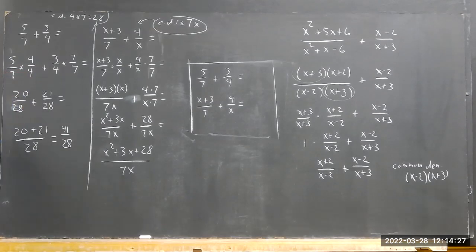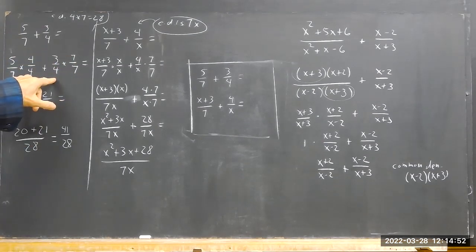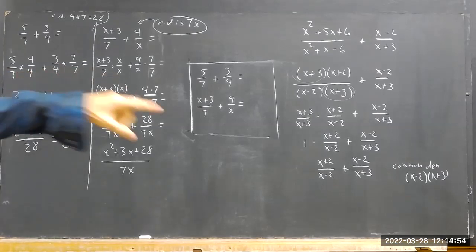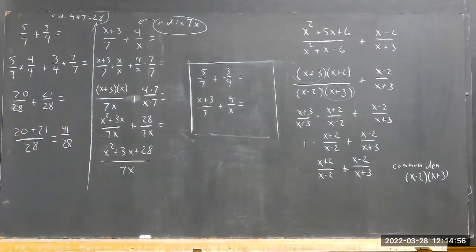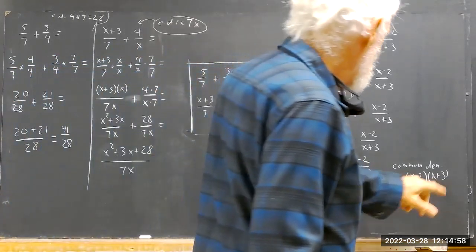Okay, so I multiply both the numerator and denominator by the same number because that is just a multiplication by 1. 4 over 4 is 1. So I multiply 5 sevenths by 1, and I haven't changed the value. Okay, there's several ways to see that this is the same as this. And I multiply this by 7 over 7. Now, what do I have to do down here to make both denominators x minus 2 times x plus 3?